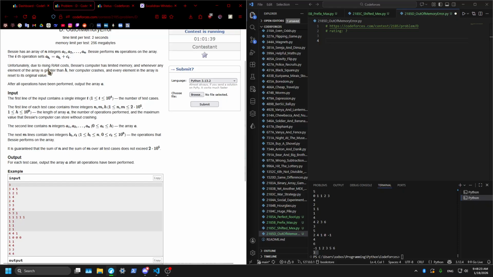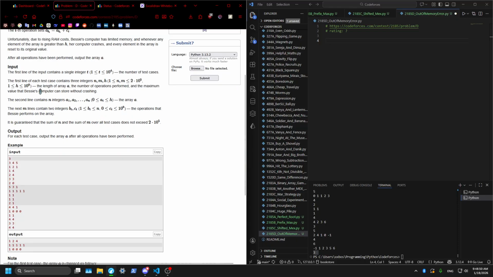Unfortunately, due to rising RAM costs, limited memory, whenever an element of the array is greater than h, the computer crashes, and every element in the array is reset to its original value after all the operations have been performed. Output the array A. First line of input contains a single integer, the number of test cases.